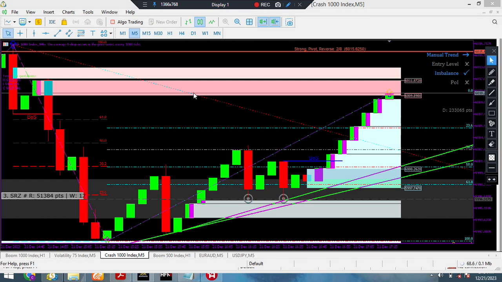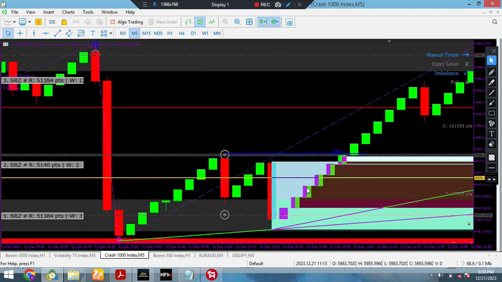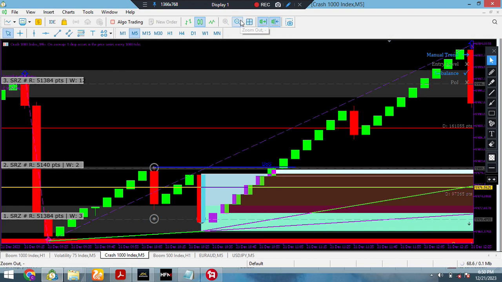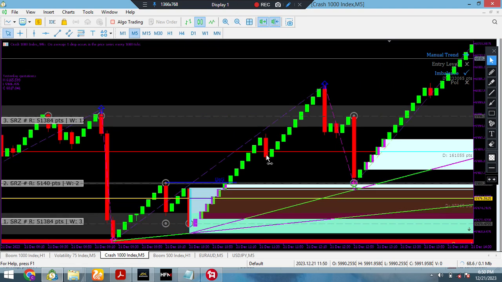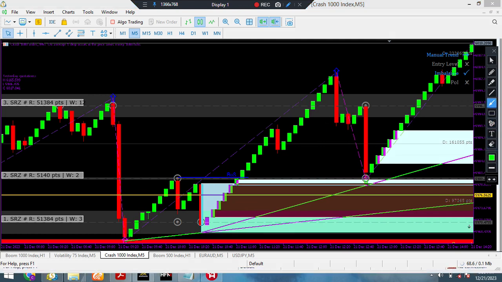Yes, this is the move. This is what I saw. Good, let me zoom in a bit. So this was the move. I noticed price gave a serious move. You can see it came here.